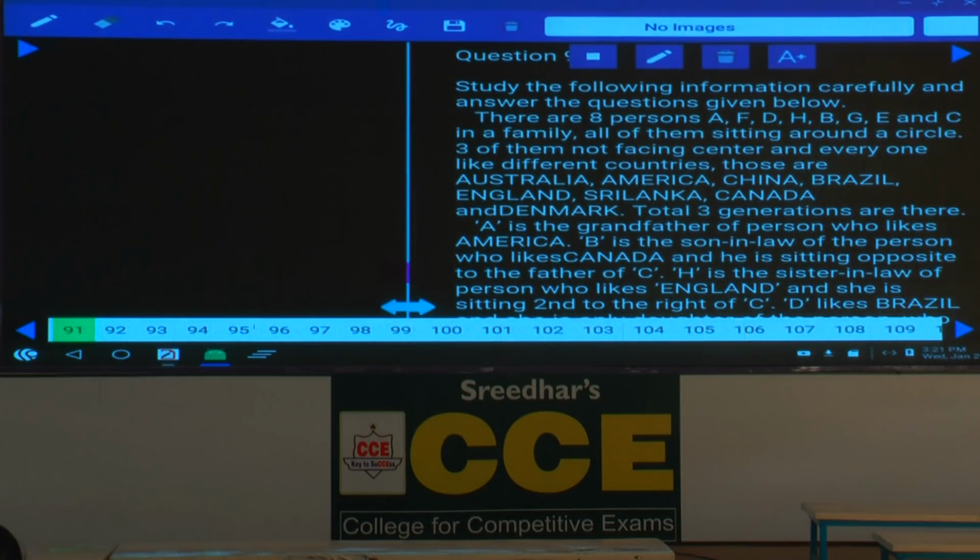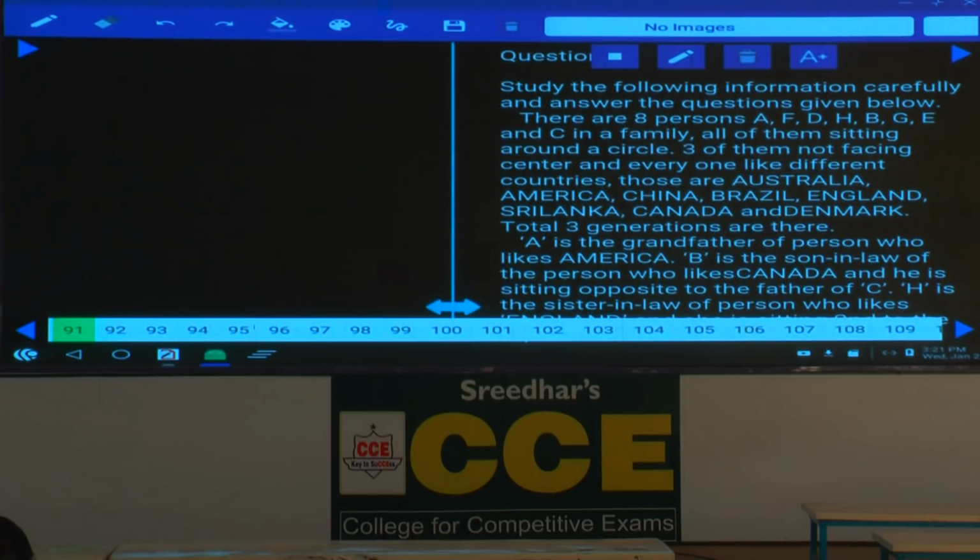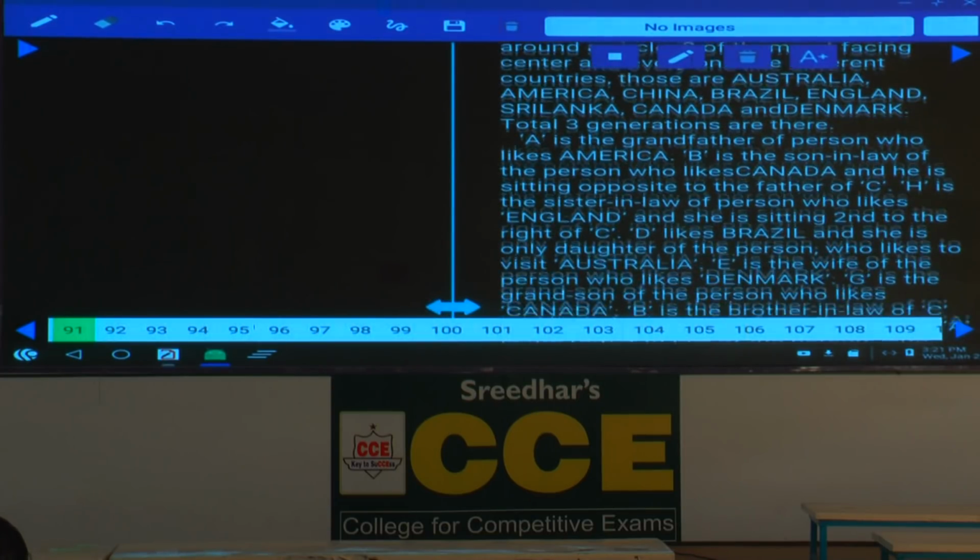Each one of them likes to visit a different country, and there are 8 different countries given. In total there are 3 generations. How many generations are there? There are 3 generations.